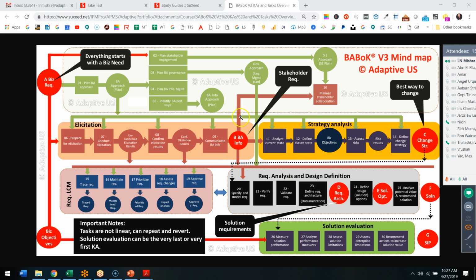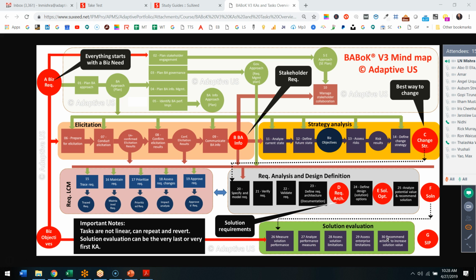Okay, so once our high level requirements are maintained, prioritized, and then approved that this is the right requirement to work on, then we get into a phase of requirement analysis where we actually do deep diving. So we understand the requirements at greater detail, we verify them, we validate them, we document them, and then of course we look at design options and choose a particular design option or a solution.